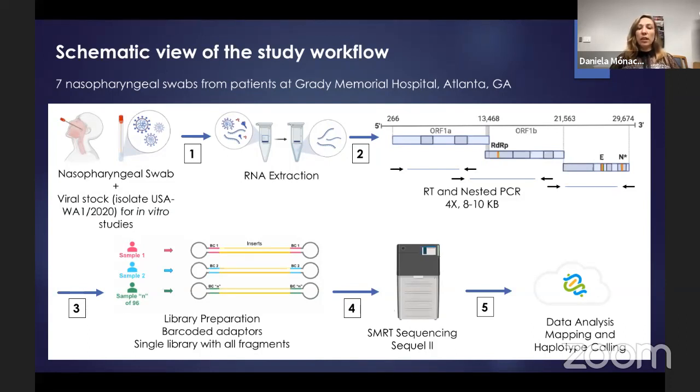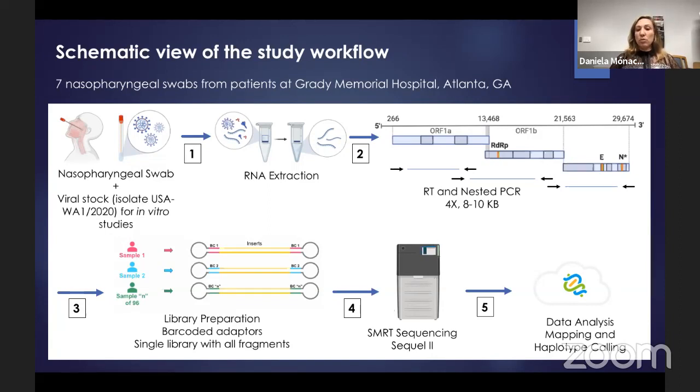We did this in 4 replicates in order to better capture all the minor variants that might be present in the samples. Then we did a library preparation, and in order to identify the variants that belong to each of these amplicons, we barcoded these amplicons using barcoded adapters. Basically, each of the amplicons had a different barcode, and in that way, we are able to identify which variant came from each amplicon, from each replicate.